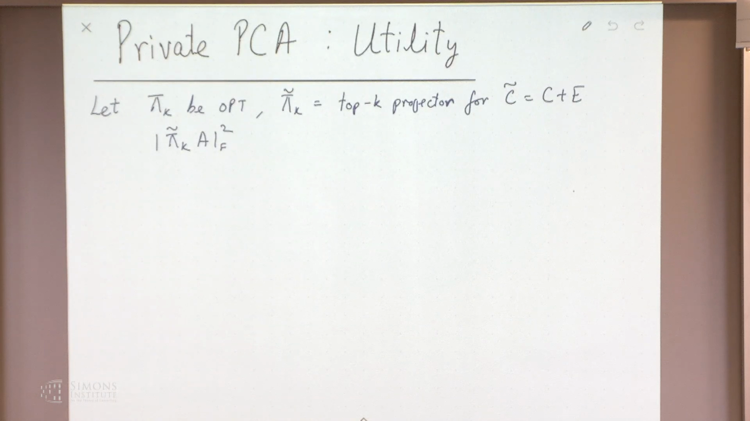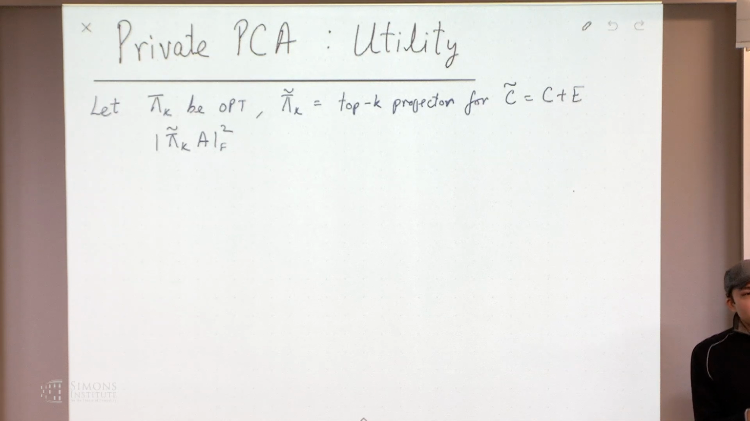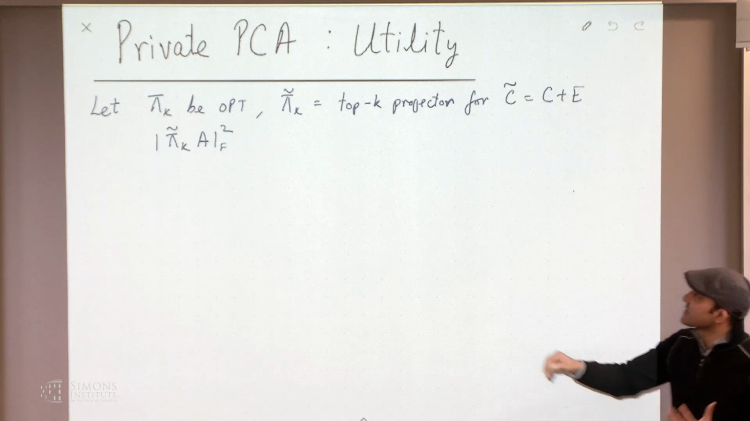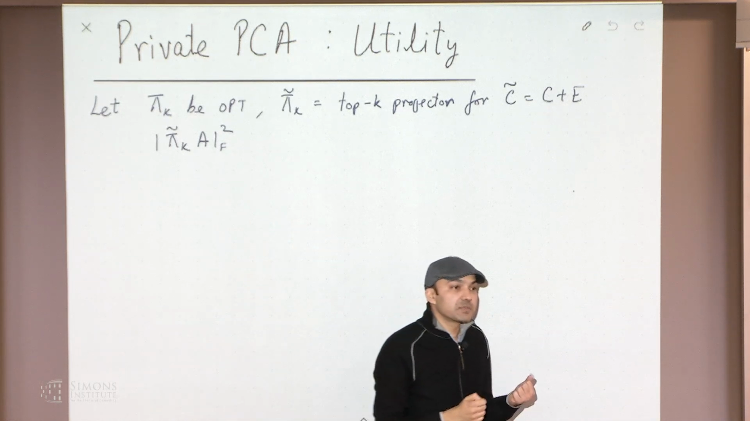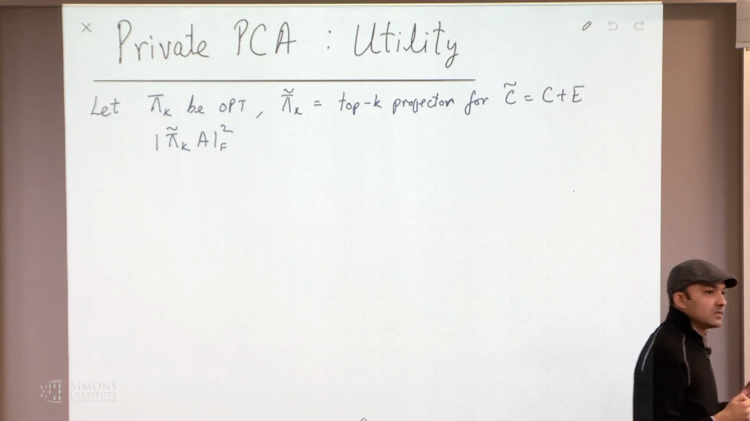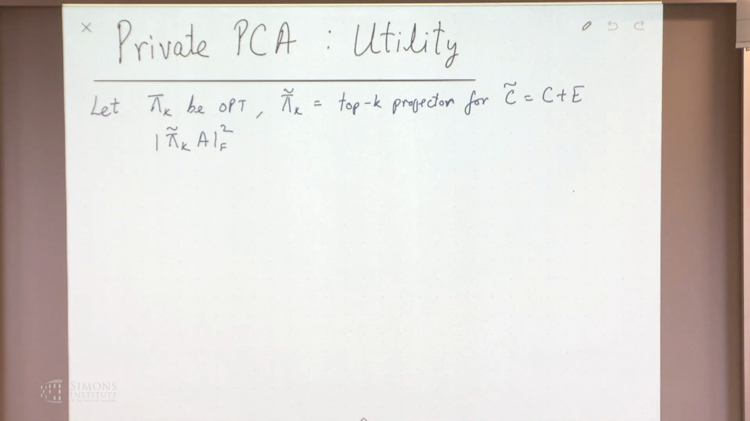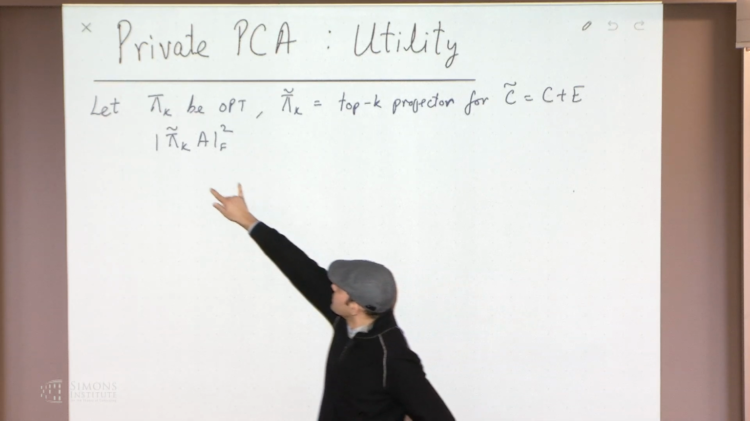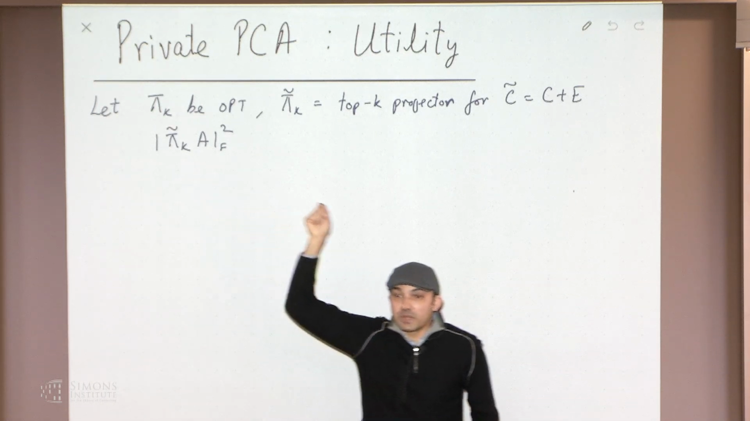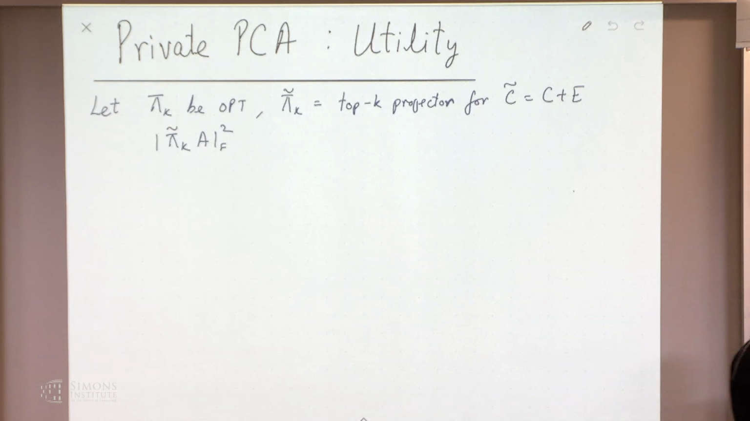Okay, so let's talk about the utility of this algorithm. We would want to say that this private algorithm is actually a good algorithm. How are we measuring goodness? We wanted to maximize this quantity, the total energy captured by the subspace I output. So the natural question to ask is, how much energy is captured by the output of the algorithm? I want to lower bound this quantity relative to the best possible value of this quantity, over all pi k.